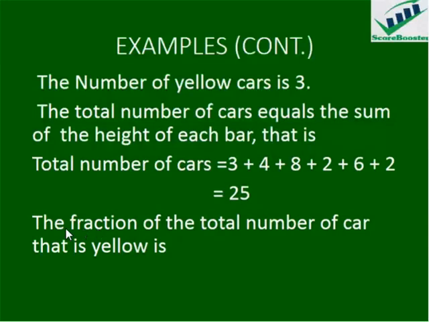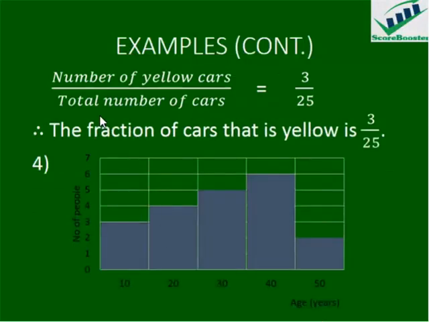So we want to look at the fraction of the total number of cars that is yellow. That will be number of yellow cars divided by total number of cars. The number of yellow cars from the bar chart is 3 divided by the total number of cars we just obtained, 25. So the fraction of cars that pass that particular point that is yellow in color is 3 over 25. So that solves the question.